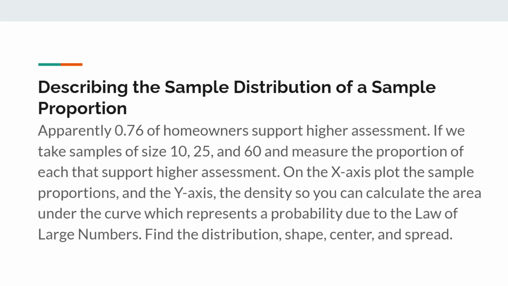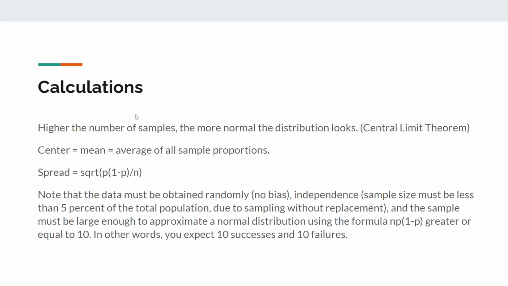But find the distribution: shape, center, and spread. Spread is going to be the standard deviation. Center is going to be the mean. The shape should just be normal, because we're only focusing on normal bell-shaped distributions right now. So here's the formula. I'm not sure why these formulas are that, but the higher the number of samples, the more normal the distribution looks. I'm also not sure of the logic behind that.